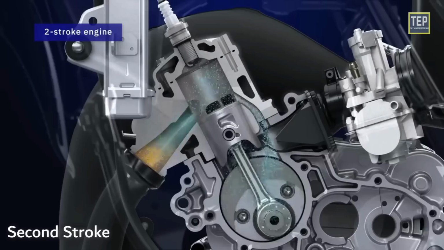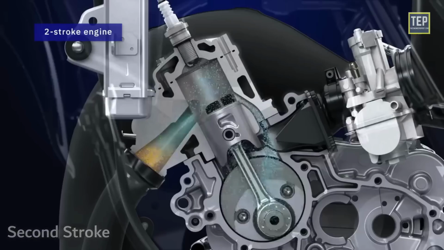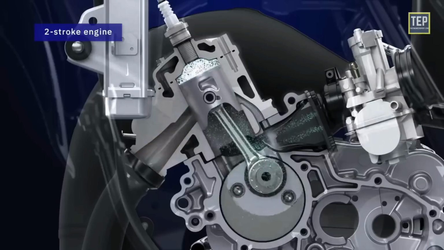Further downward movement of the piston uncovers the exhaust port and then the transfer port. The expanded gases start escaping through the exhaust port, and at the same time fresh charge, which is already compressed in the crankcase, is forced into the cylinder through the transfer port. The charge strikes the deflector on the piston crown, rises to the top of the cylinder and pushes out most of the exhaust gases. And the cycle of events is then repeated.